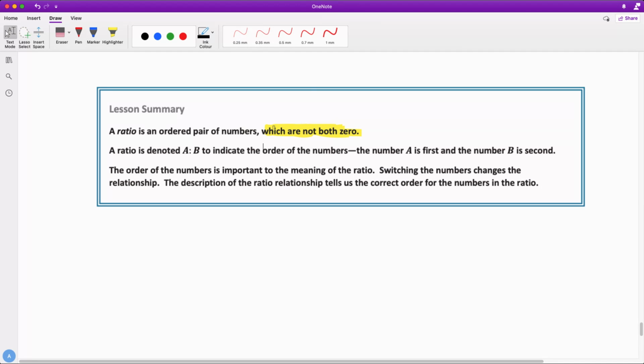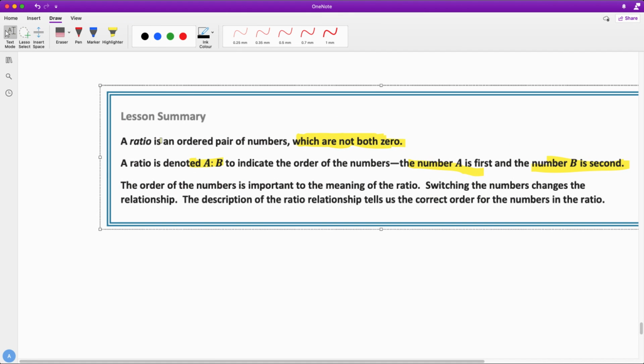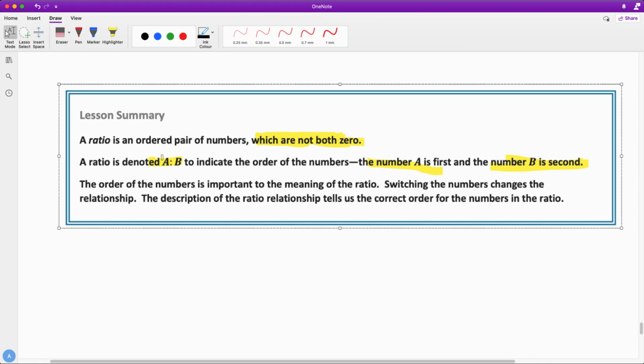A ratio is denoted A to B to indicate the order of the numbers. The number A is the first and the number B is the second. Remember, order matters. B to A is not the same ratio as A to B. They may be telling us the same information, but it's written differently. The order of numbers is important to the meaning of the ratio. Switching the numbers changes the relationship. Exactly what we were just saying: if we're going from boys to girls and girls to boys, it's not the same.